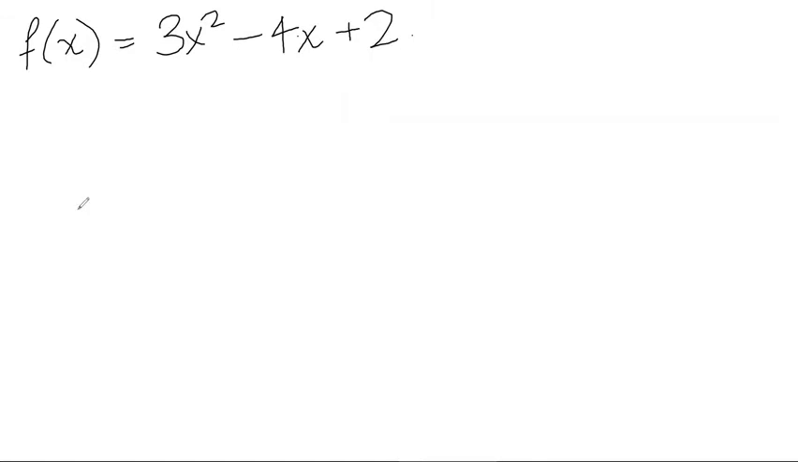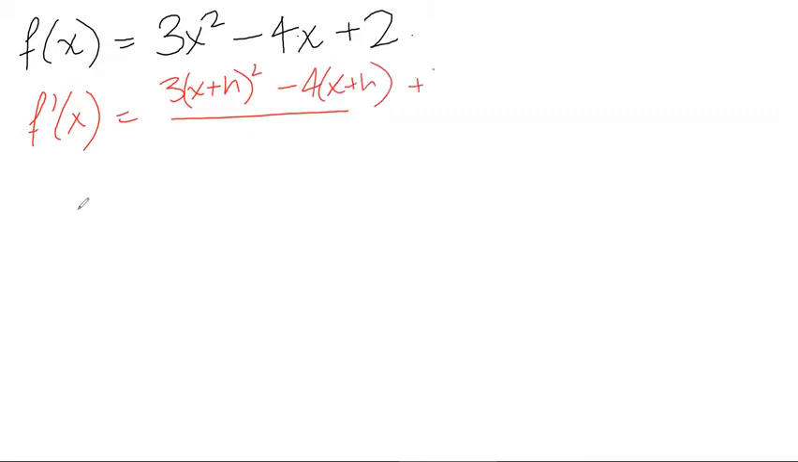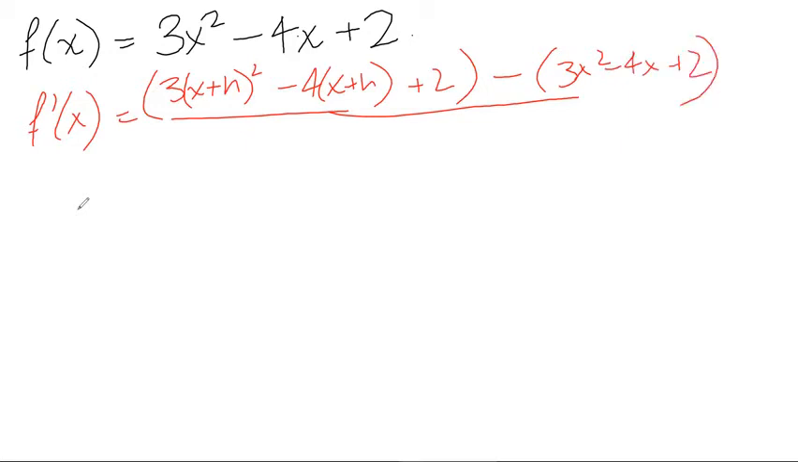If we try doing that, we would have f prime of x is equal to f of x plus h, which is equal to 3 times x plus h squared minus 4 times x plus h plus 2. This is going to be f of x plus h minus f of x, which is just going to be 3x squared minus 4x plus 2, all over h.